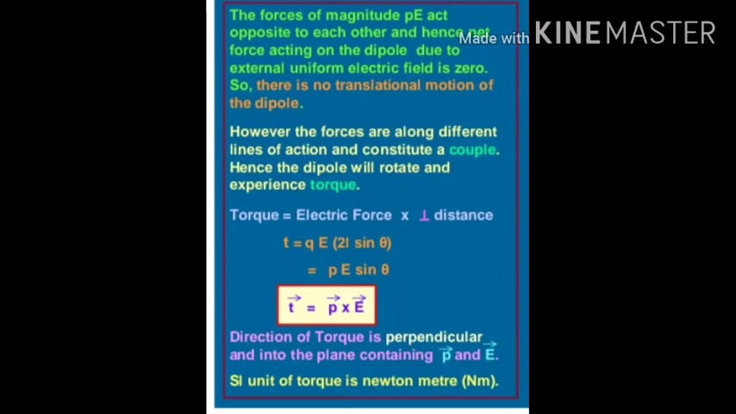So, tau is equal to QE within bracket 2L sin theta. 2LQ can be replaced by p, so p into E into sin theta. Using vector multiplication, we can write p cross E.